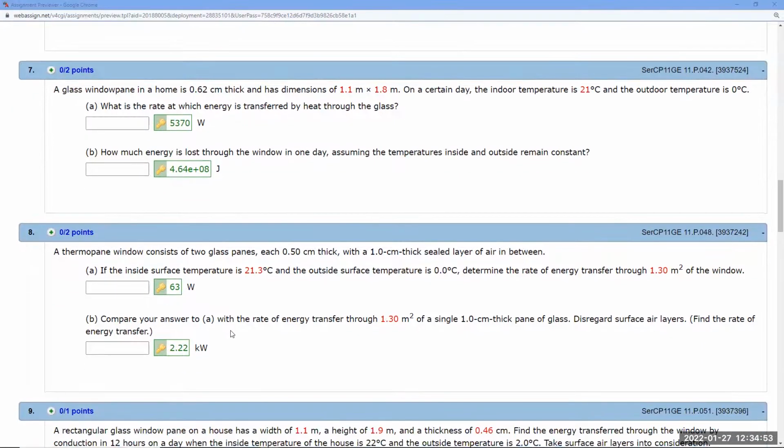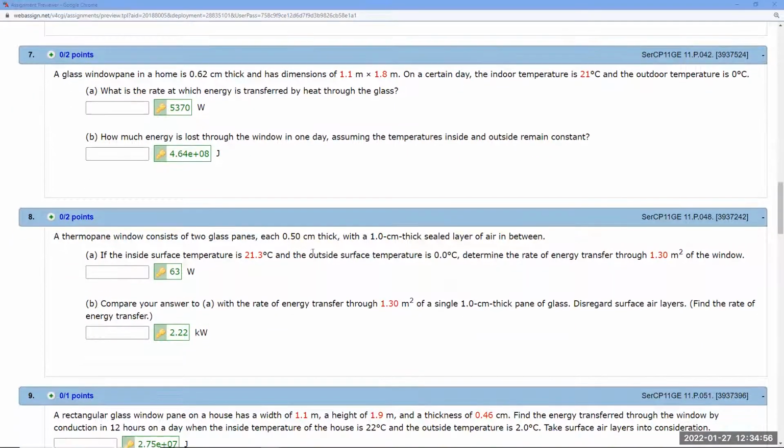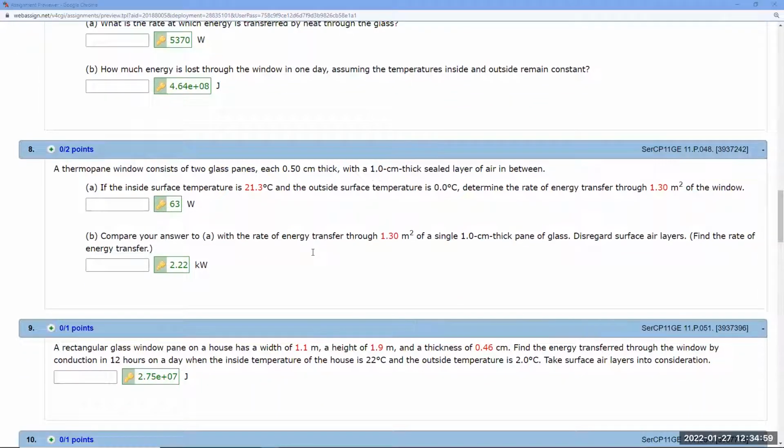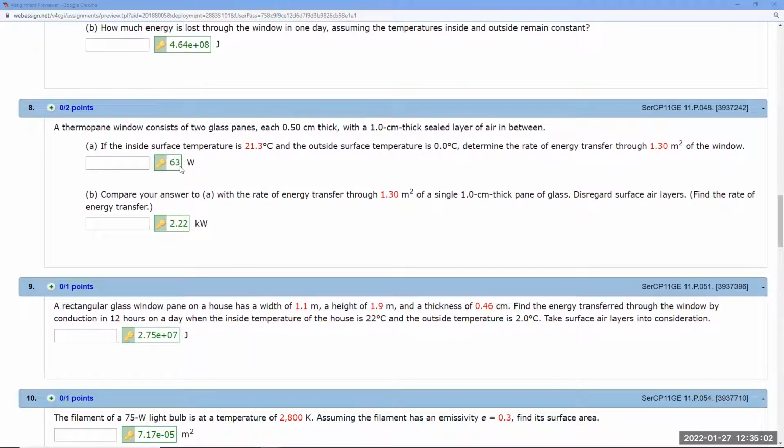Number 7. Number 8. In number 8, I think I have a question also for number 9. Number 9 is the same. I give some idea to take into your consideration to look at the problem. Number 8 and 9 are the same. I just want to say about number 8. Number 8 here mentions there are 2 glass panes. We call it a thermopane window. It means there is some insulation. There are 2 glasses, but you have a sealed layer of air in between.